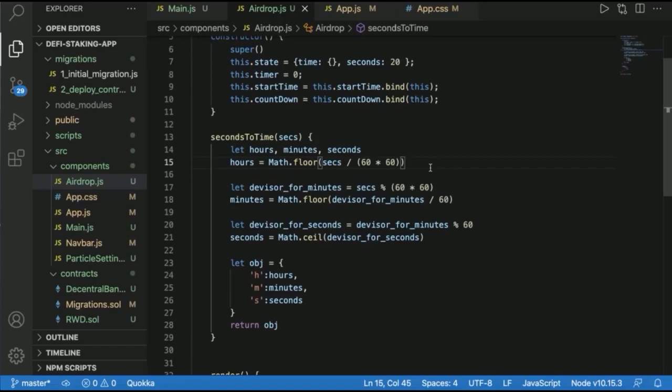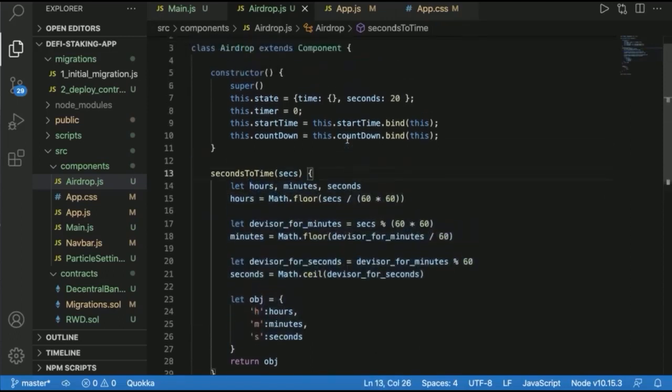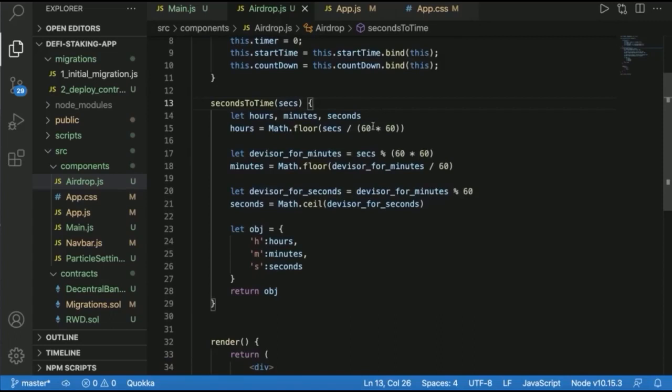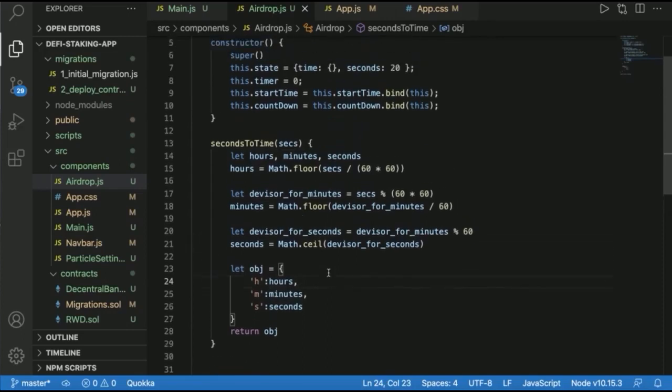But the real takeaway here is that we understand we're creating a function here which is going to be running our conversions to set up our clock, and then has the properties for our hours, minutes, and seconds, which we could then utilize for the airdrop timer.